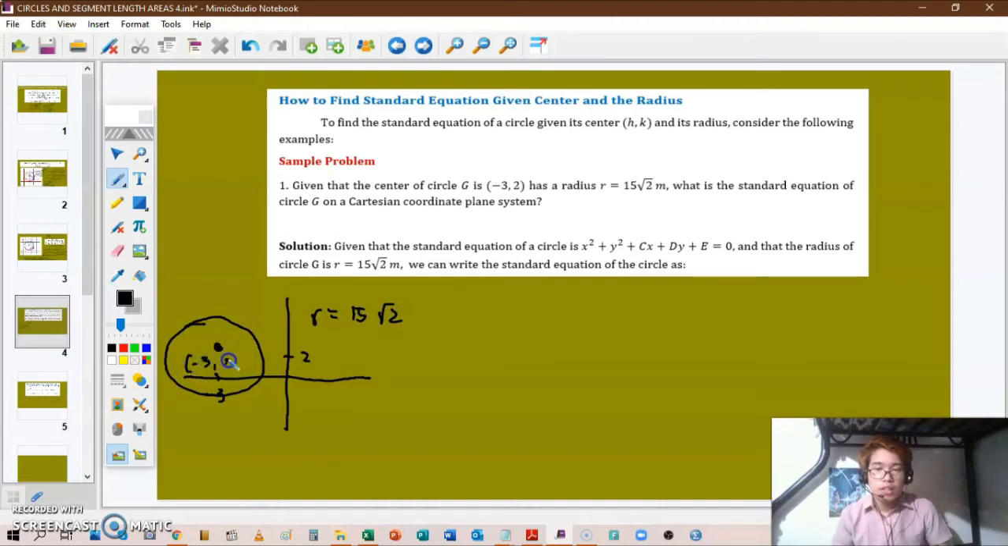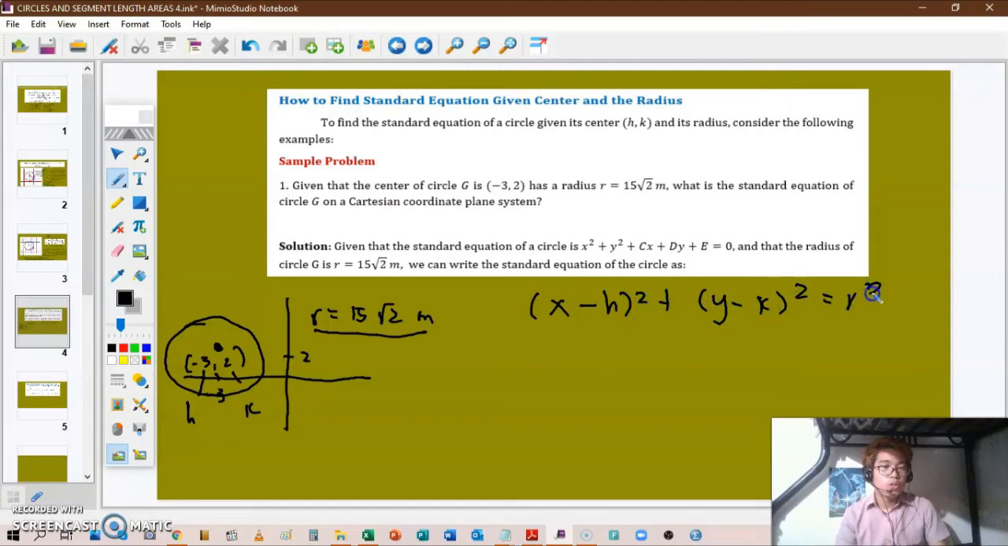Okay, so this is very easy. We're given the radius, 15 square root of 2 meters, and the center, which is (h, k). Okay, the center (h, k) is negative 3, 2. So we can go ahead and write the formula for finding the standard equation of a circle. So that's (x minus h) squared plus (y minus k) squared is equal to r squared. And we know that the value of h is negative 3, so that's going to be positive 3 here, plus y minus k, and k is 2.